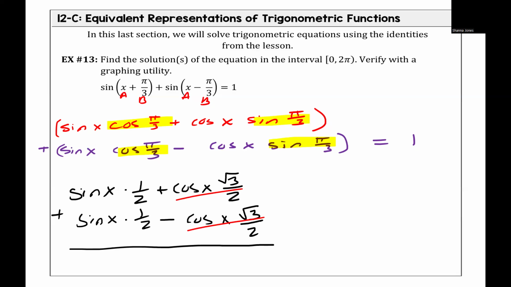I have half of a sine x and half of a sine x. What does a half of a sine x make? A half and a half makes a whole. So I have a whole sine x. So once I plug everything in, I'm left with sine x equals 1. So I'm asking myself, when does sine x equal 1? Well, that means I'm asking for when does y equal 1, right? So when is y 1 on my unit circle? At pi over 2. So x would equal pi over 2.